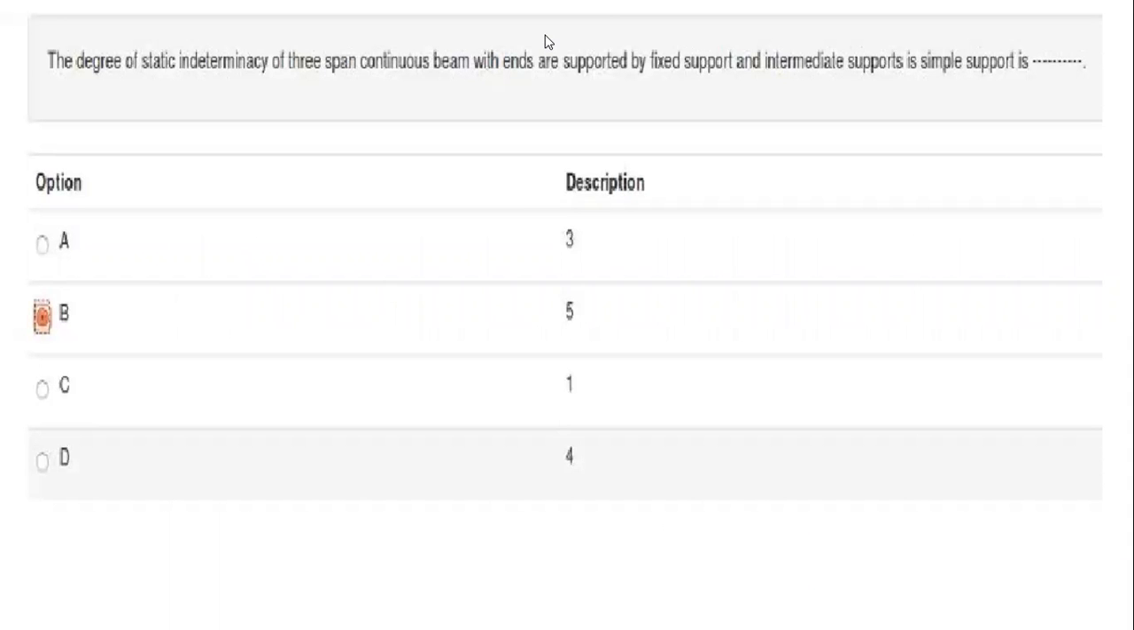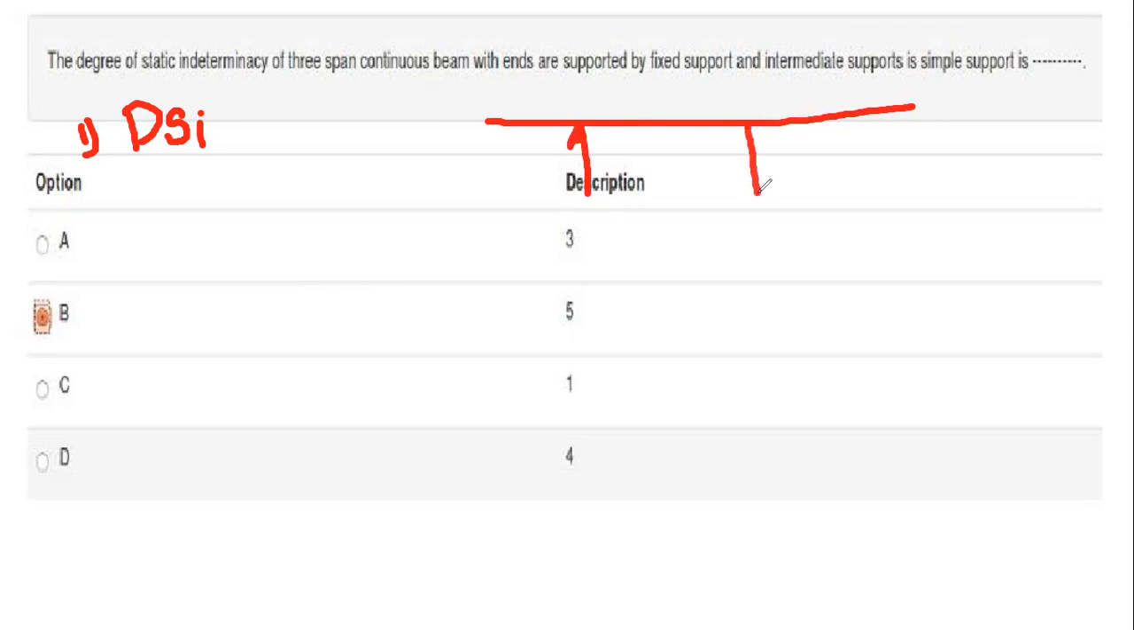So next is the third MCQ. Degree of static indeterminacy of a three span continuous beam with ends supported by fixed supports and intermediate supports simple supports. So we have to find out DSI, that is the first step. The structure they have provided is a three span continuous beam. Suppose the intermediate supports are simple, and the end supports are fixed. There will be two end supports.